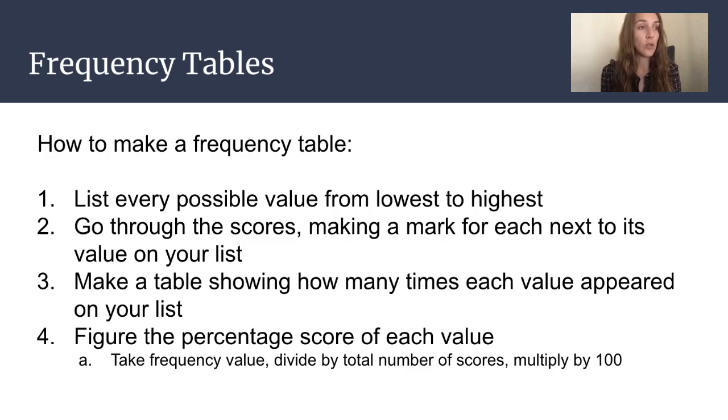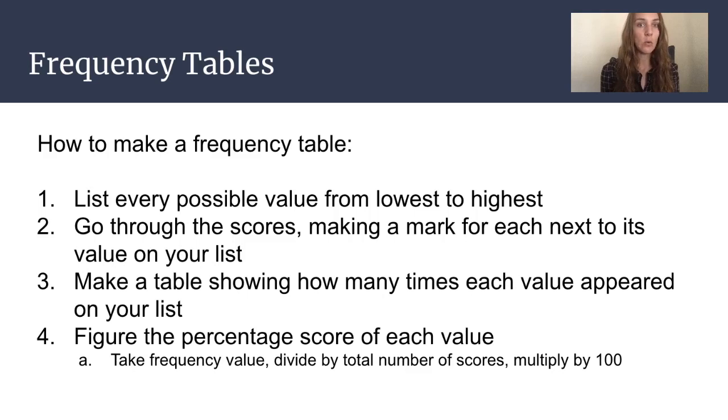But let's go ahead and read through and think about what we're going to do with the data once we have it. We're going to list every possible value from lowest to highest, okay? So we're going to have a range of scores. We'll talk about that when we get a look at the numbers. A range of scores, we're going to organize them from lowest to highest. Then we're going to go through the scores and mark each one. Make sure that every one is included in our frequency table. And then we're going to make a table to show how many times each value appeared.